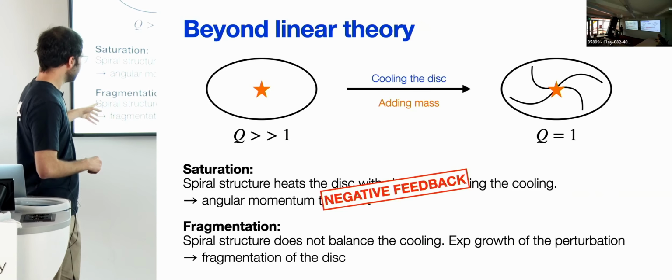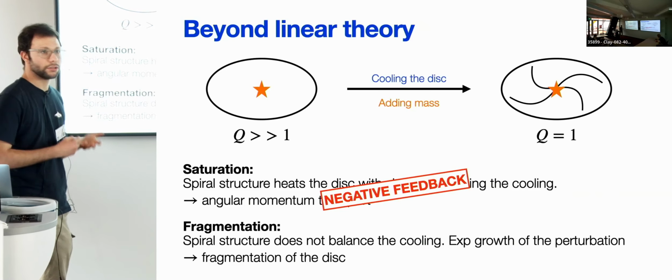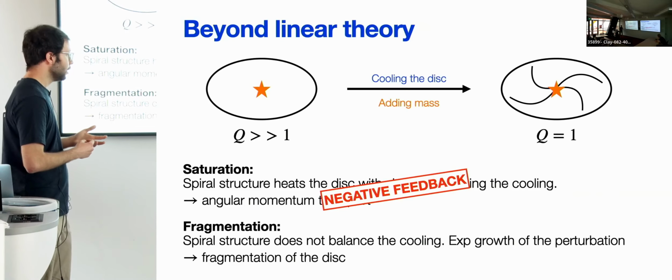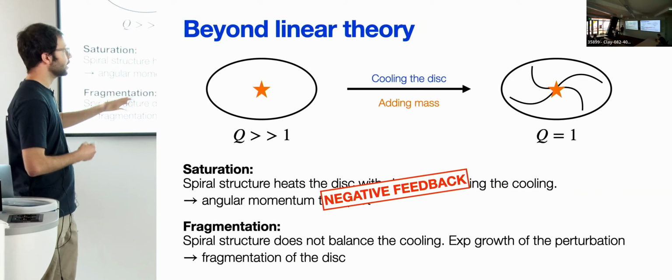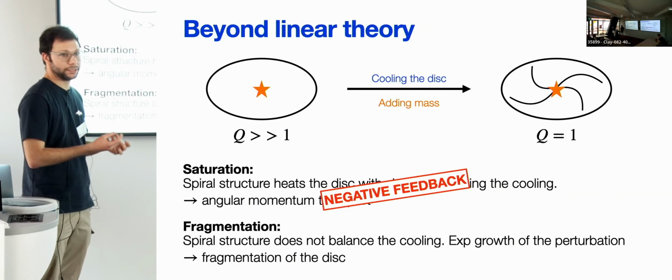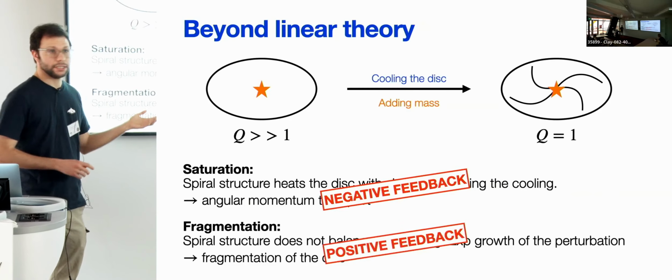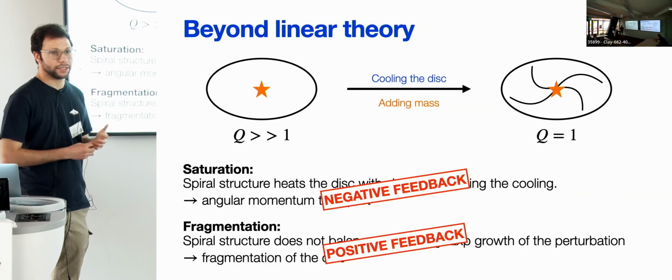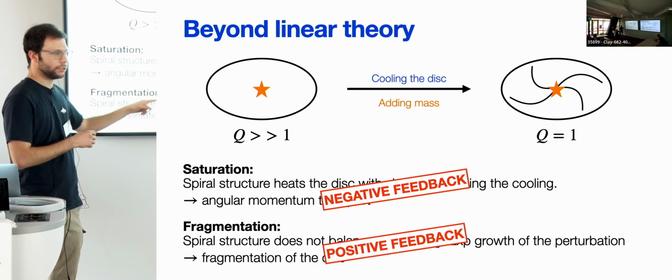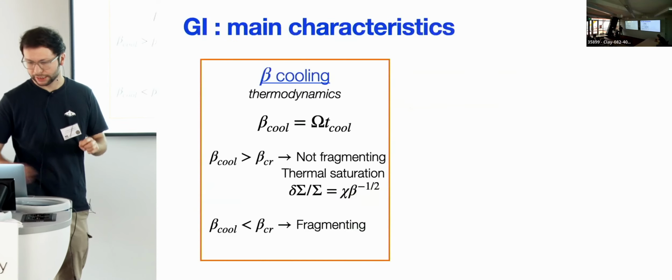And the second outcome is fragmentation, and it occurs when the spiral structure is not able to balance the cooling. And the consequence is an exponential growth of the perturbation, and eventually the disk will fragment. And this can be seen also like a positive feedback. And the threshold between saturation and fragmentation is going to be discussed here in the next slide.